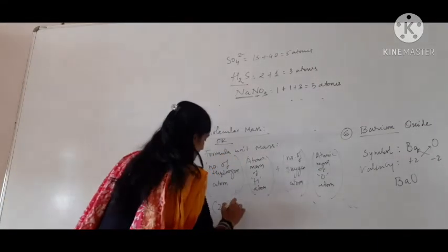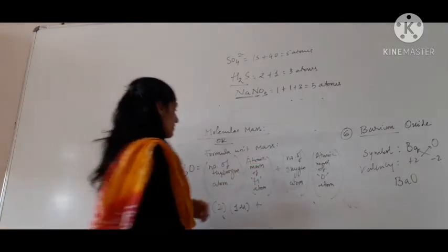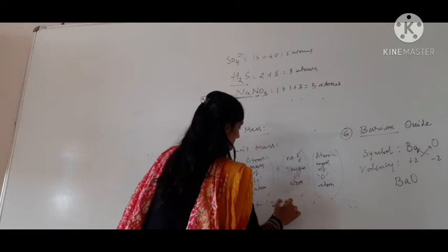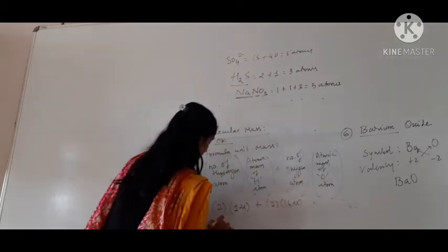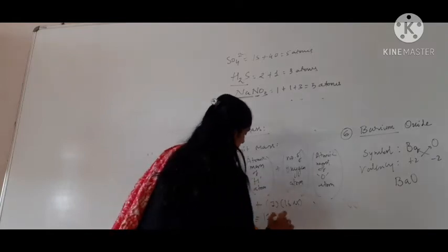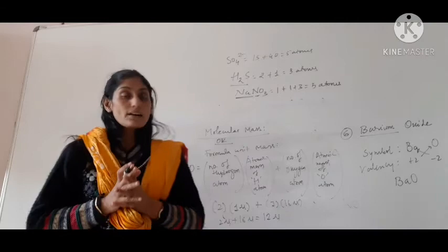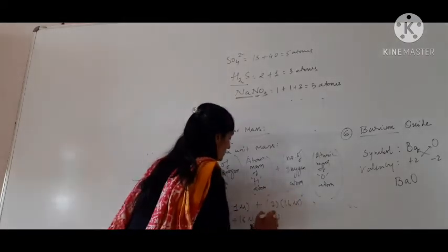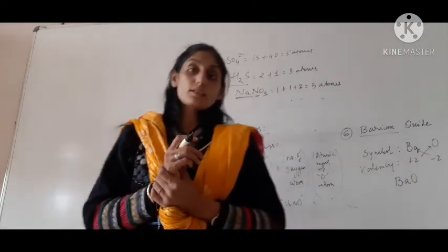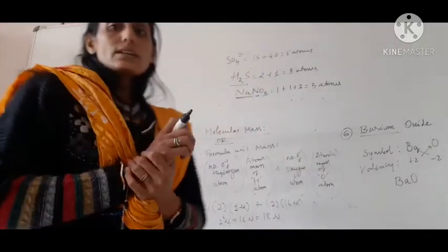Now the atomic mass of hydrogen is 1 unified mass. The number of oxygen atoms is 1 and its mass is 16 unified mass. So 2 unified mass plus 16 unified mass gives the molecular mass or formula unit mass, that is 18 unified mass. You can see over here the molecular mass of water is 18 gram per mole, or you can write 18 unified mass. So that is about the water molecule.